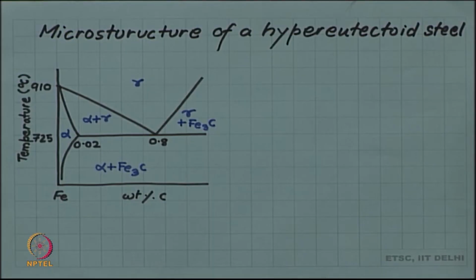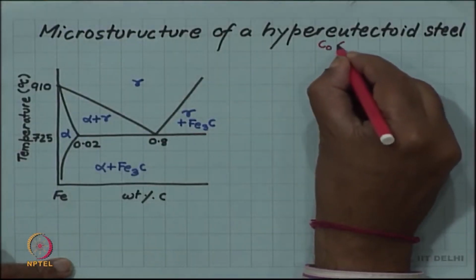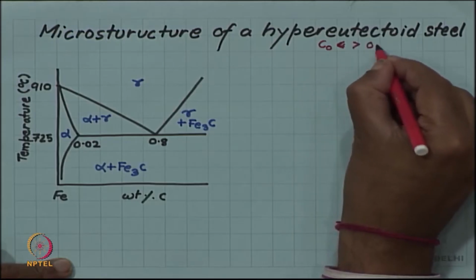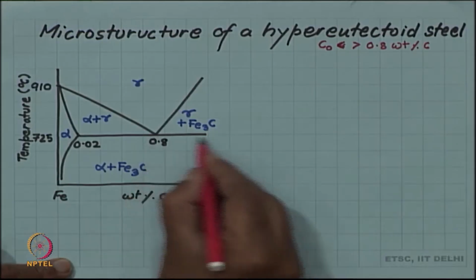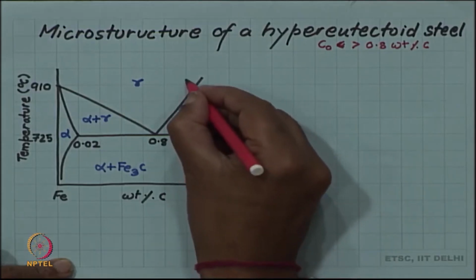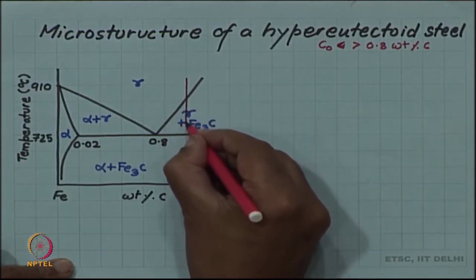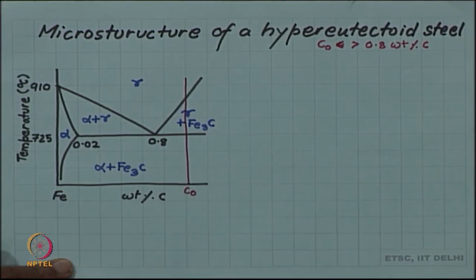So, let us now look at the microstructure of a hypereutectoid steel. Hypereutectoid means the alloy composition is greater than 0.8 weight percent carbon. So, it is on the right hand side of this 0.8% carbon, which was the eutectoid steel. So, let us take a vertical line denoting that composition. So, this line represents our hypereutectoid steel.